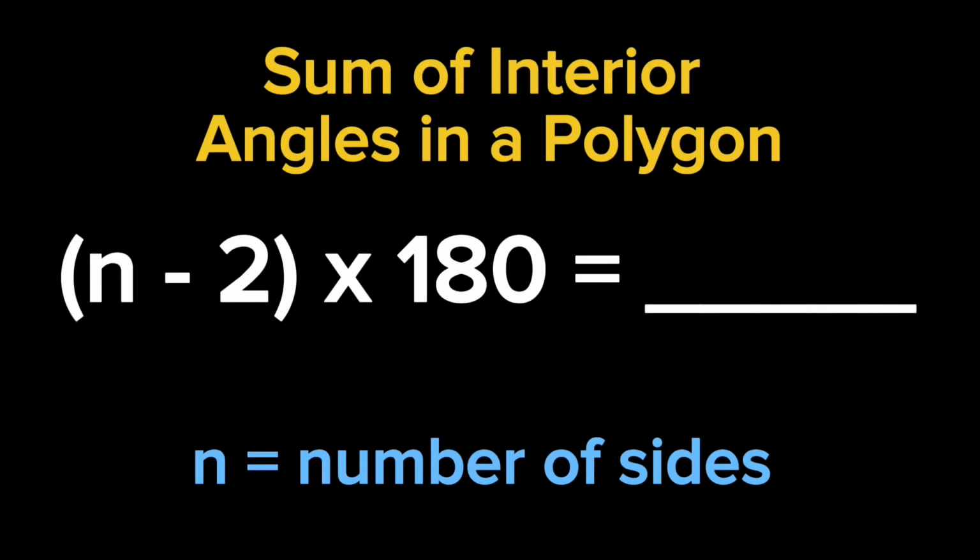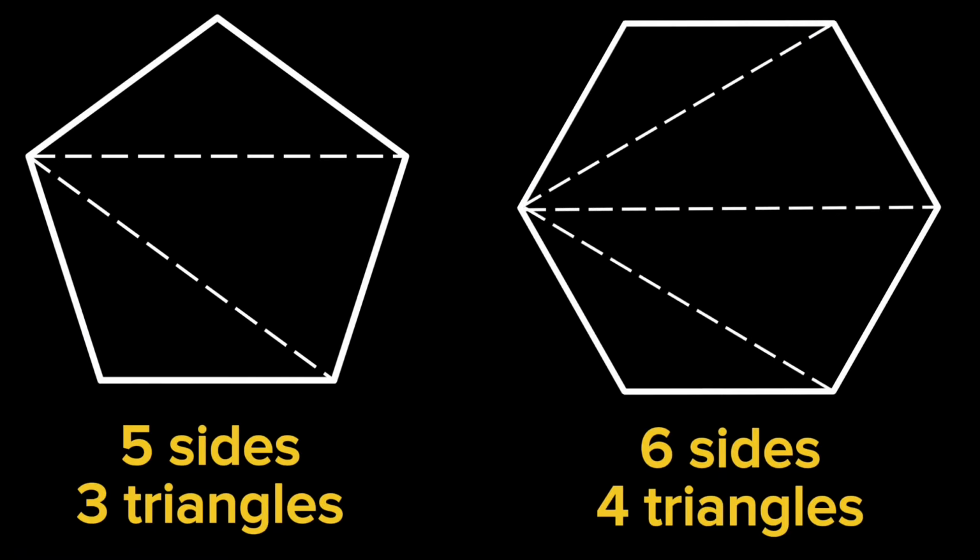The formula defining the sum of the interior angles in any polygon is n minus 2 in parentheses times 180, where n equals the number of sides in that polygon. This formula is based off of the number of triangles you can draw inside a polygon. You can always draw 2 fewer triangles than the number of sides in a polygon. For example, if a shape has 5 sides, it is made up of 3 triangles, and if a shape has 6 sides, it is made up of 4 triangles.